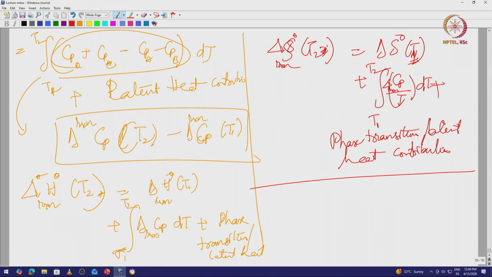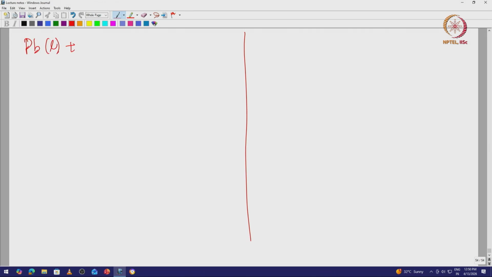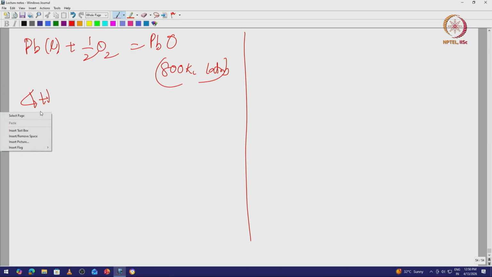Now, let us do an example. The example is that of, let us say, lead oxide. The reason why I take lead oxide is that there is a nice phase transition that happens here, so we will be able to put in the phase transition also. So, lead liquid plus half oxygen gives rise to lead oxide. Let us say I want to make lead oxide at 800 Kelvin and 1 atmosphere, and I want to compute delta H reaction at 800 Kelvin and 1 atmosphere.